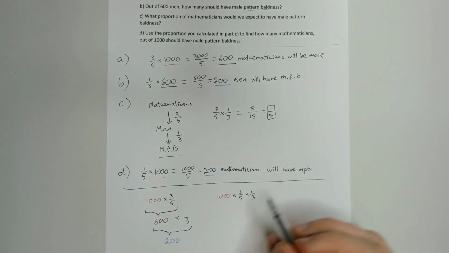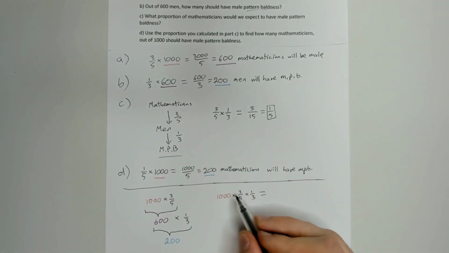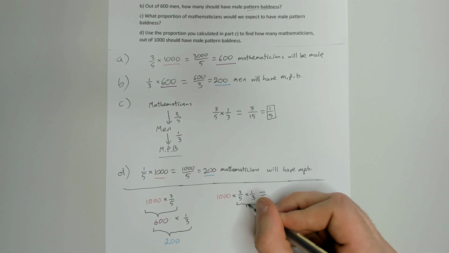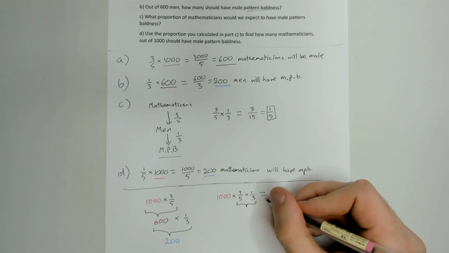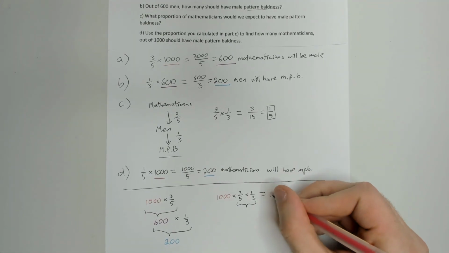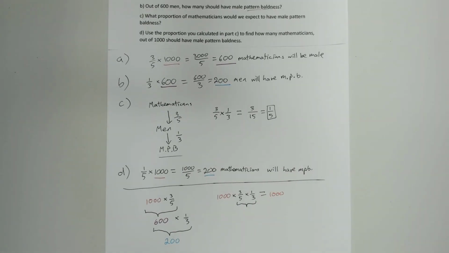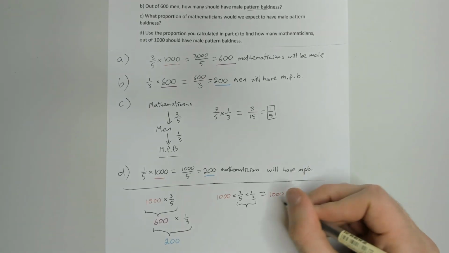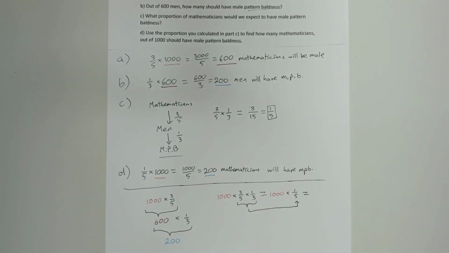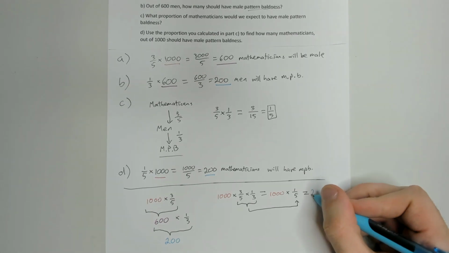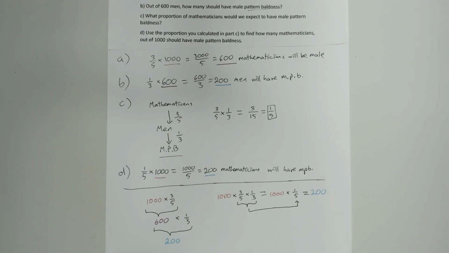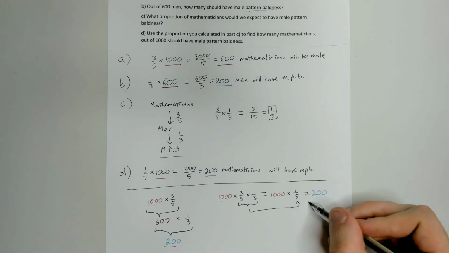And over here, if instead of doing this product first, what if I actually do 3/5 times 1/3 first? Well, we did that in part C, right? That was 1/5. So now if I say, okay, this is the same thing as 1,000 times 1/5, which is what we calculated in part C, we know that this was the proportion of the 1,000 mathematicians that had male pattern baldness, and we also got 200. So we get the exact same thing, and both are telling us the same thing. Out of these 1,000 mathematicians, 200 have male pattern baldness.